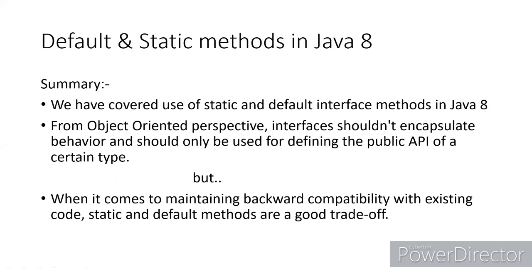Okay. Now, one last point that I want to discuss is that from an object-oriented perspective, you might think that it's not good to have a behavior inside an interface. When you implement a method inside the interface, you are actually adding a behavior to an interface. So from an object-oriented perspective, you might think that an interface shouldn't encapsulate the behavior and should only be used for defining the public API.